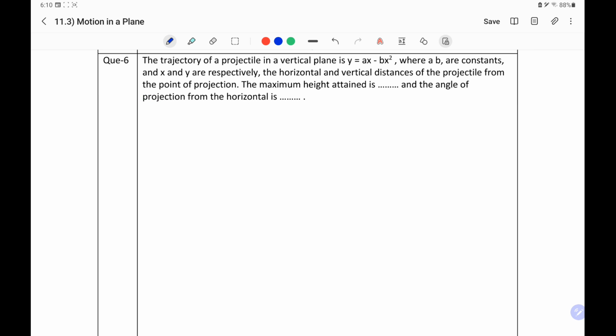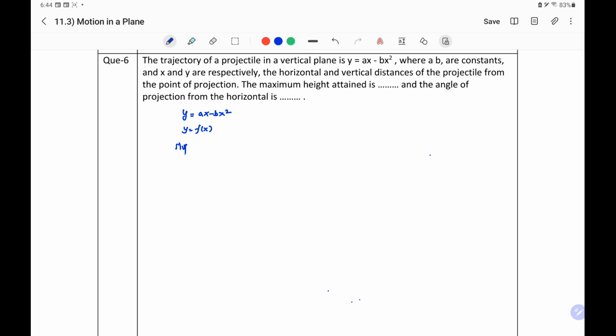Sixth question: the trajectory of a projectile in a vertical plane is y equal to ax minus bx square, where a and b are constants, and x and y are respectively the horizontal and vertical distances of the projectile from the point of projection. The maximum height attained is, and the angle of projection from the horizontal is. Here, the path of the projectile is given: y equal to ax minus bx square. Here y is a function of x.